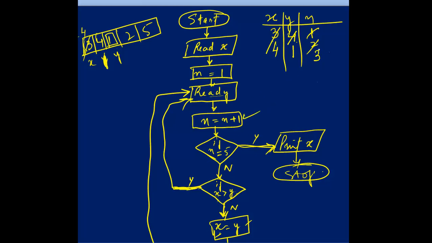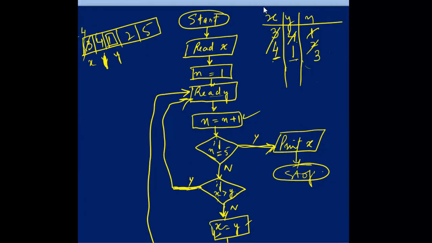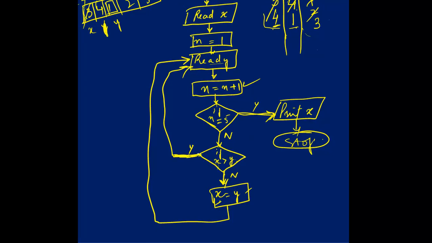If n is equal to 5? n is still 3, it is not equal to 5, so it will move towards no. If x is greater than y, what is the value of x? This time x is greater than y. Yes. Earlier it was no, and we assigned the value of y to x. Now it is yes, so it will not assign the value of y into x, it will keep x as it is, as 4, and move forward.